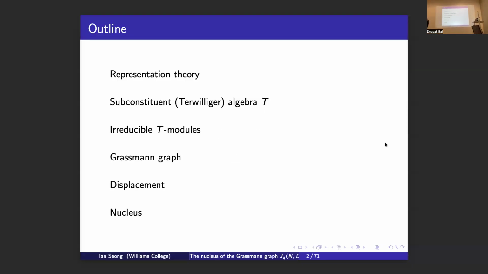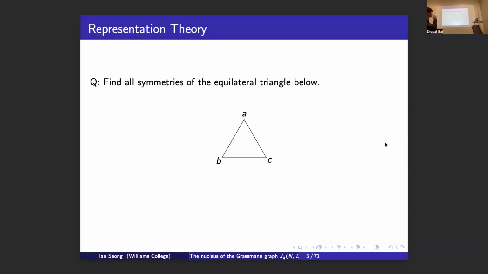Okay, so here's a quick outline of the talk. We're going to go over some quick representation theory, and then we're going to talk about a subconstituent algebra or a Terwilliger algebra of a graph, and then the irreducible T modules. Then we're going to go into the definitions of the Grassmann graph, the displacement, and what is the nucleus. Okay, so let's start with the basic idea of representation theory.